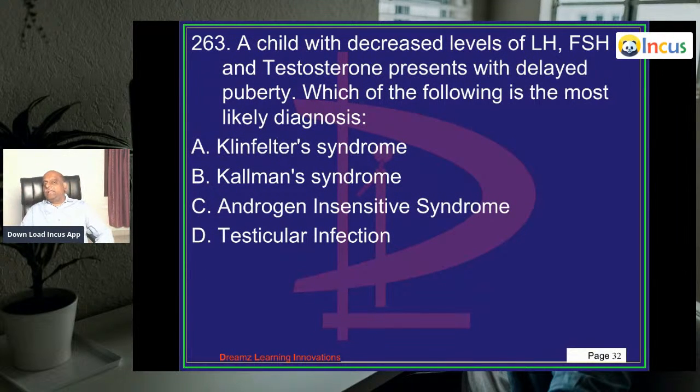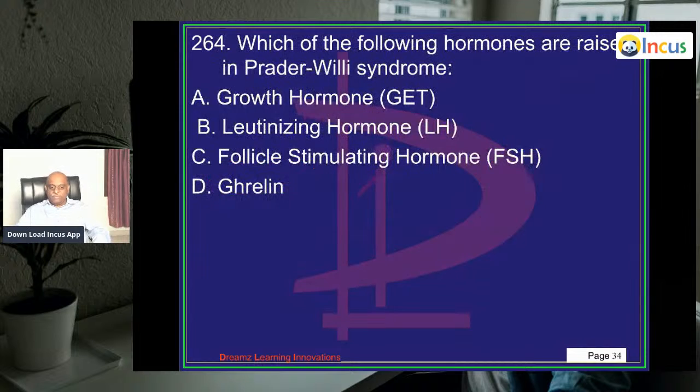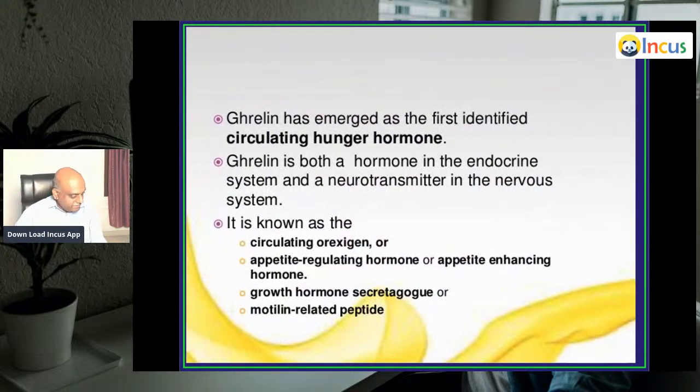A child has decreased levels of LH, FSH, testosterone, delayed puberty. What is your diagnosis? Kallmann syndrome. It is a hypothalamic hypopituitarism. So the hypothalamus is not instructing the pituitary to produce the pituitary hormones. Kallmann. Prader-Willi syndrome. What is elevated? Ghrelin levels are elevated. So doctor, a little bit about ghrelin. Ghrelin is the circulating hunger hormone.